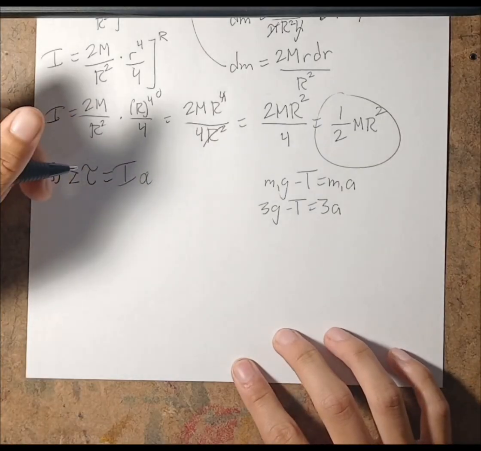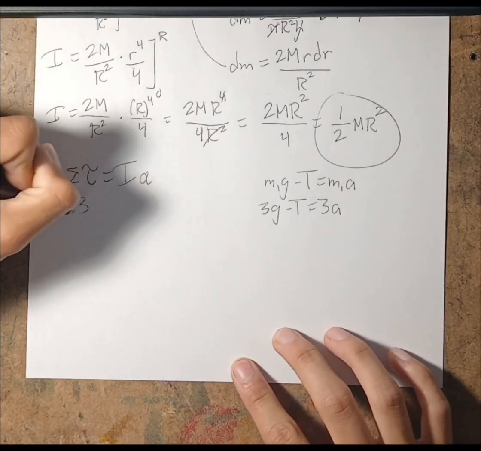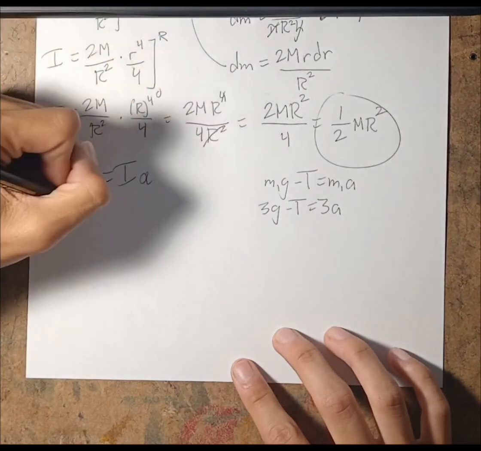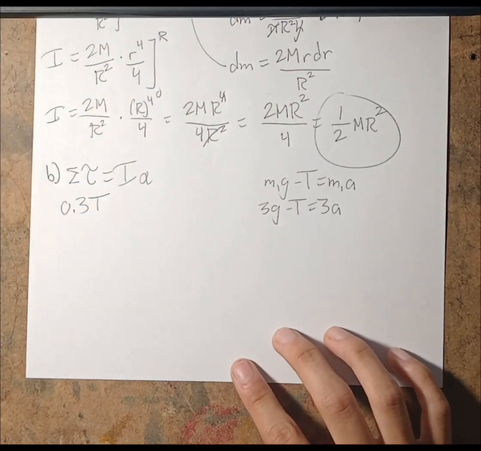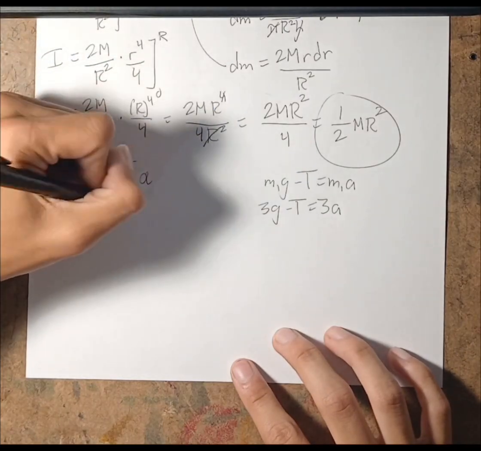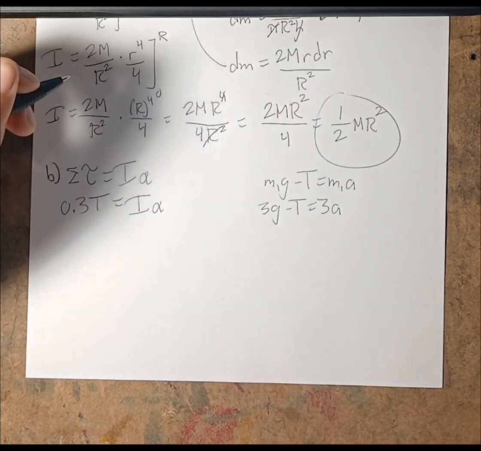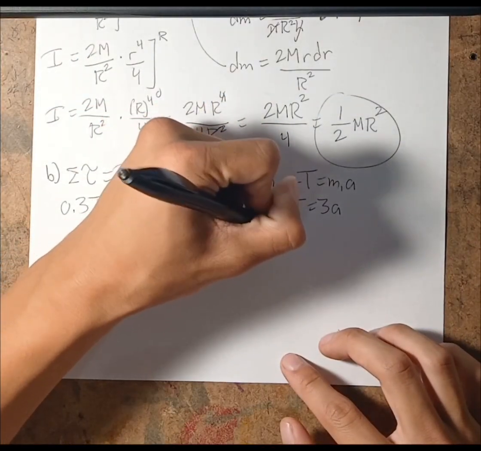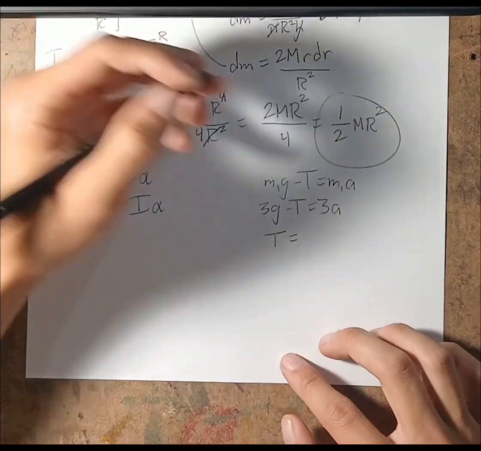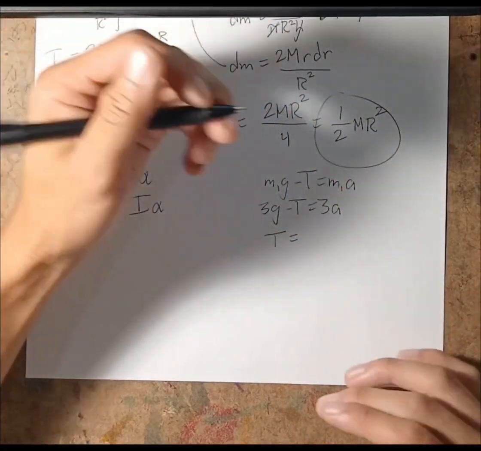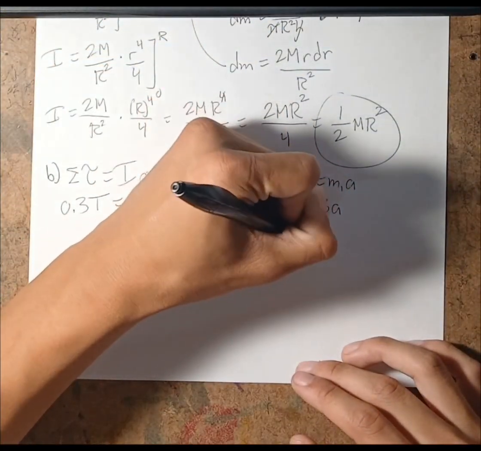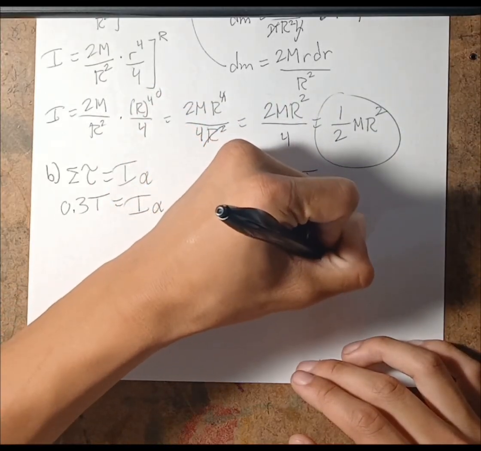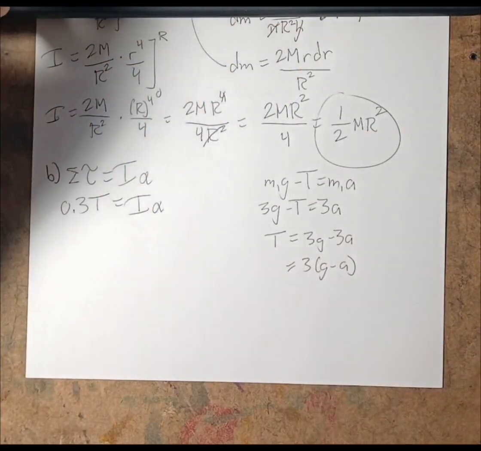And then what we can do, since we know the radius, is just plug that in. So the radius of the solid cylinder is 0.3 meters, and then just multiply that by the force that's causing torque, which would be the tension. Set that equal to I alpha. What we can do here is rearrange the equation so we get T in terms of g and a, or m1, g, and a, I guess. And so it's 3g minus 3a equals 3 times g minus a, because m1 is 3.